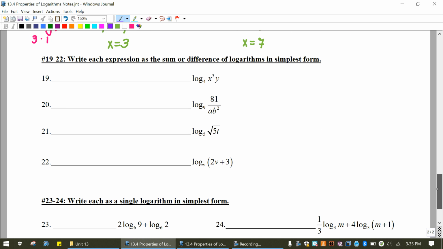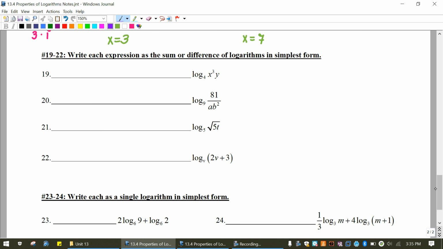All right, so putting those all together and trying to simplify some expressions that have multiple properties together. So write each expression as a sum or difference of logarithms. That means expand here.